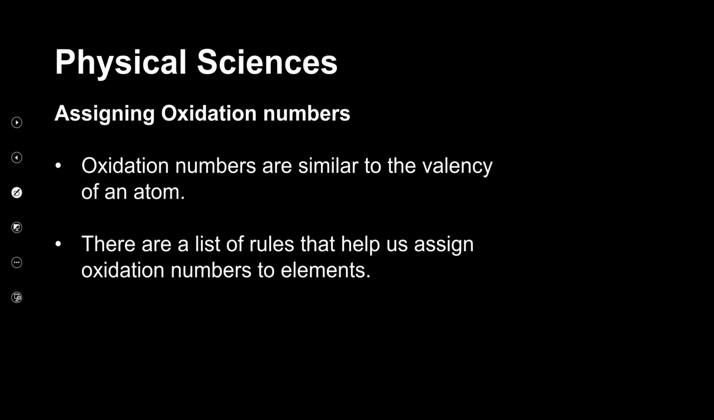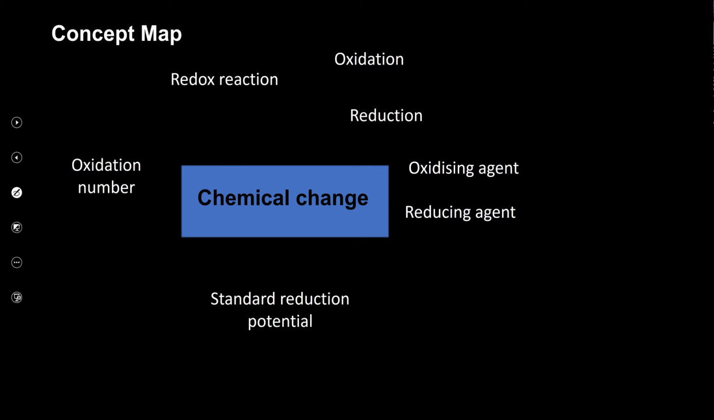And then how do we assign? Oxidation numbers are similar to the valence electrons, and these valence electrons are the number of electrons that occur at the highest energy levels. So there is a list of rules that will help us to assign oxidation numbers to elements. So what's going to guide us in this case are the rules, which is what we will focus our attention on.